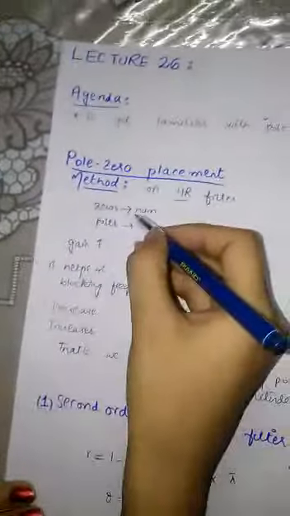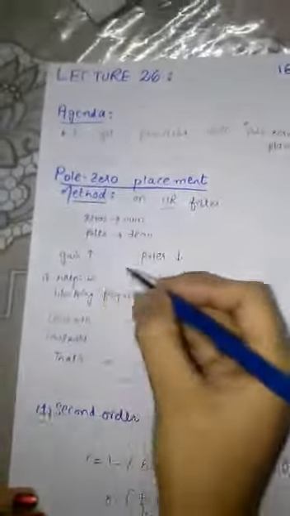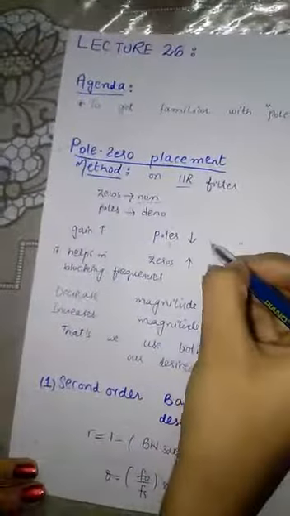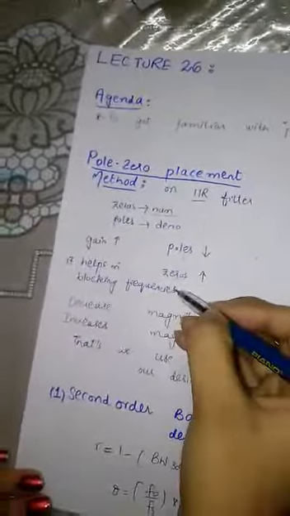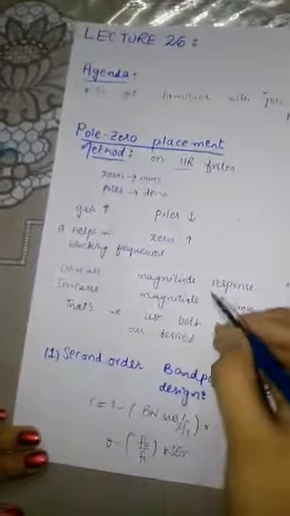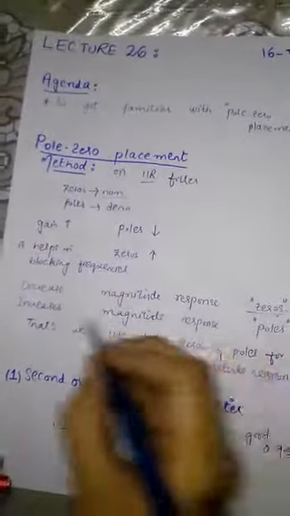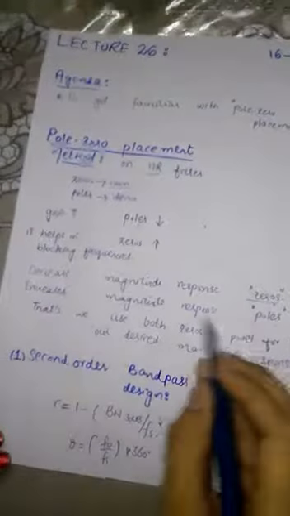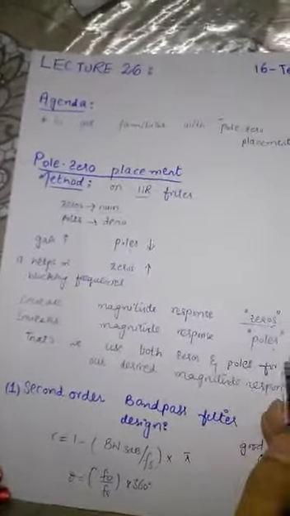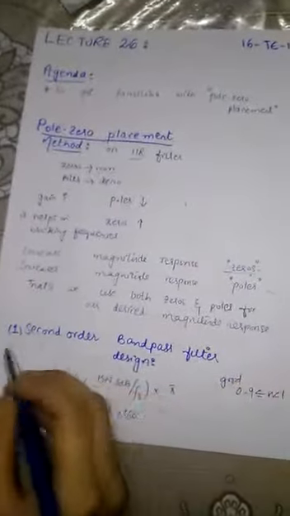As we all know, the numerator indicates zeros whereas the denominator indicates poles. If we want to increase the gain, we have to decrease the poles, and if we increase the zeros, then it helps in blocking the frequencies at those points. Zeros decrease the magnitude response, and poles increase the magnitude response. That's why we use both zeros and poles to get our desired magnitude response.